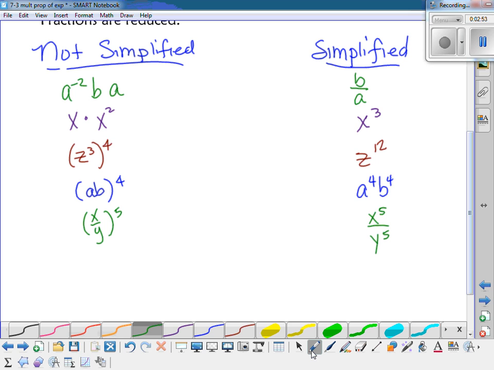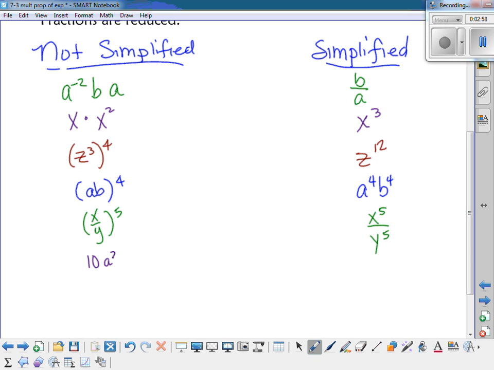And then finally, if I have something like 10a squared over 4b, my fraction isn't reduced. 10 over 4 can be reduced, right? Because 2 goes into both of them. And so it would be 5a squared over 2b. All right, so all those things have to be taken care of in order for it to be simplified. No negative exponents, each base appears only once, no powers, products, or quotients raised to powers, and fractions are reduced. Okay? Any questions on that? All right.